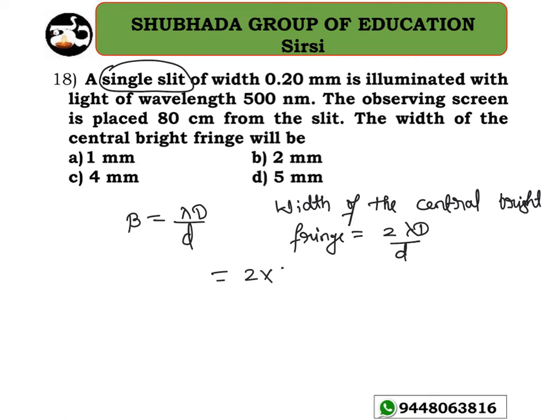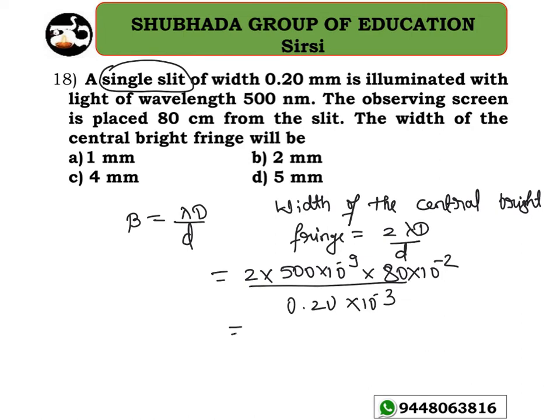Lambda is 500 nanometer, nano 10 to the power of minus 9, into the capital D, which is 80 centimeter, 10 to the power of minus 2, divided by the small d, which is 0.20 milli, 10 to the power of minus 3 meter here. If you simplify this one, I hope that you will get 4 into 10 to the power of minus 3 meter, that is 4 millimeter. Option C is the right answer for this question.